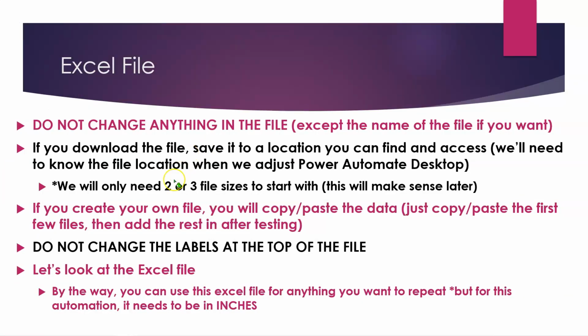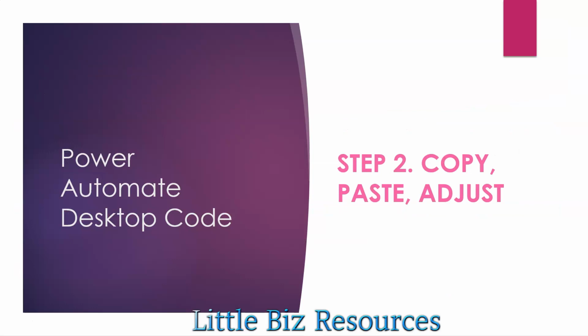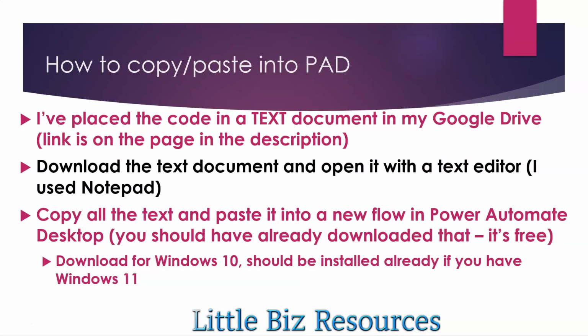Very, very simple. I know, you're like, Kim, this is so simple. Well, that's what I'm trying to do, make it simple for you. So the next one, step 2, we're going to copy, paste, and adjust the Power Automate Desktop code. So, how to copy and paste into Power Automate Desktop. Of course, you should have already downloaded Power Automate Desktop, but we'll talk about that in a minute.